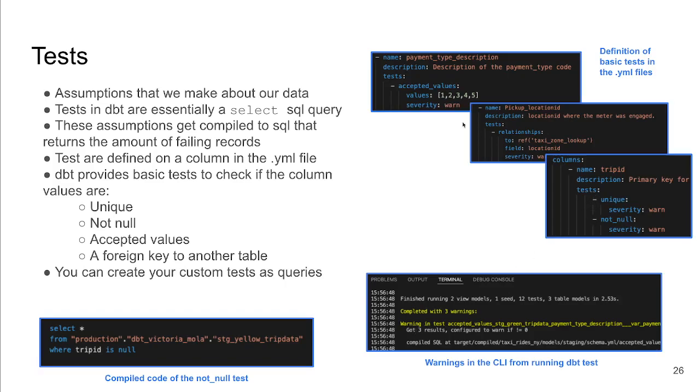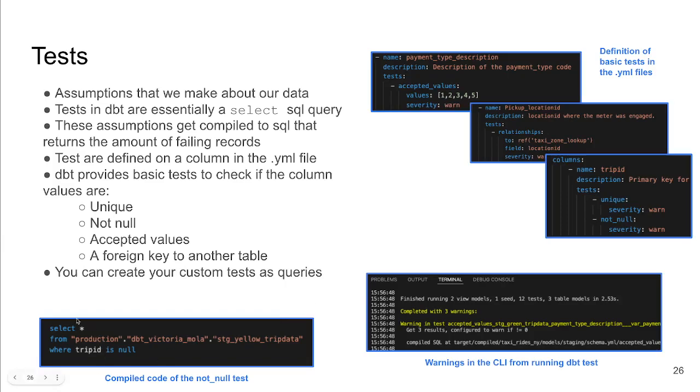Here we can see how they're defined in the YAML file. Here is the column name. Here you can see a description that we're going to see later for the documentation. And under test, you can see the tests that are linked to this column. And in this one, for example, in the column trip ID, there are 2 tests, unique and not null.